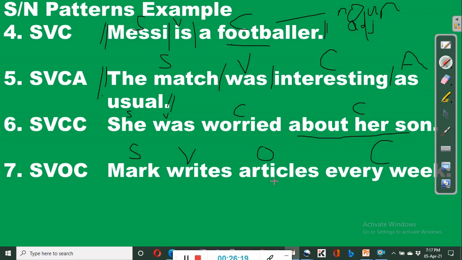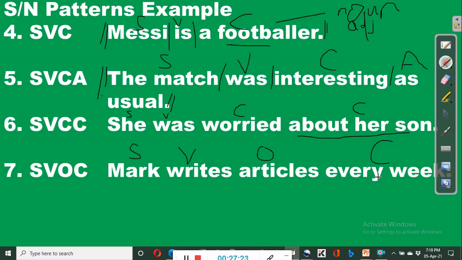Is a complement here, although it will not be out of place if we also describe it as an adjunct, because every week is essentially an adjunct. But here we are looking at the object, because this is complete, adding to the meaning, completing the meaning of this particular object here. And so we describe it as object complement, because it is completing the meaning of the object here. Well, we can see here that the subject is Mark, writes is verb, object is articles, and the complement is every week.